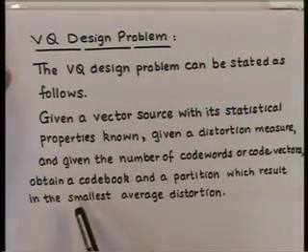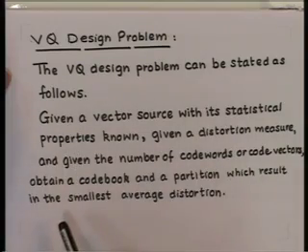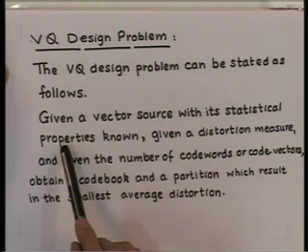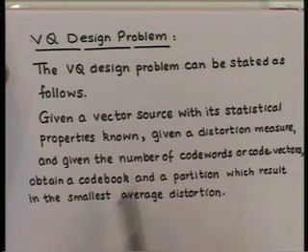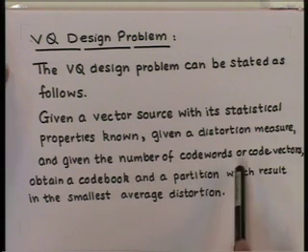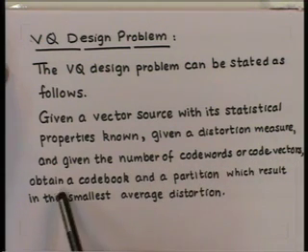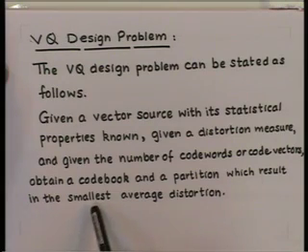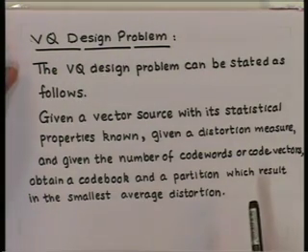So, now let us look into a formal mathematical formulation of the vector quantization problem. The vector quantization design problem can be stated as follows: given a vector source with its statistical properties known, given a distortion measure, and given the number of code words or code vectors, obtain a codebook and a partition which result in the smallest average distortion.